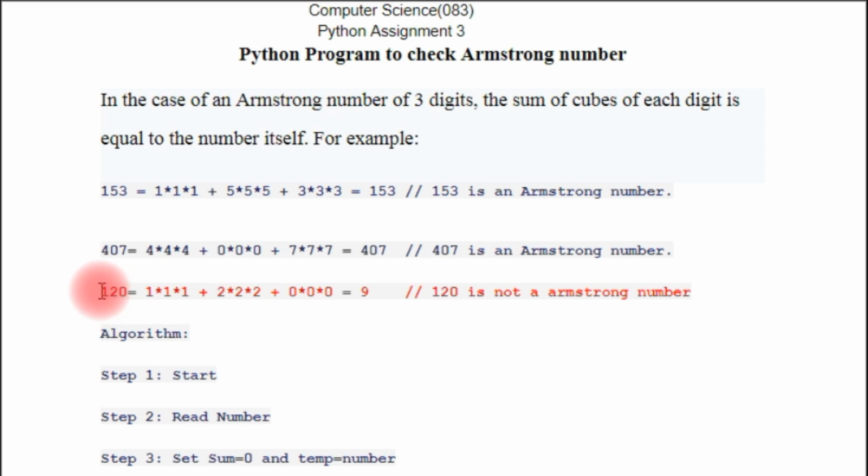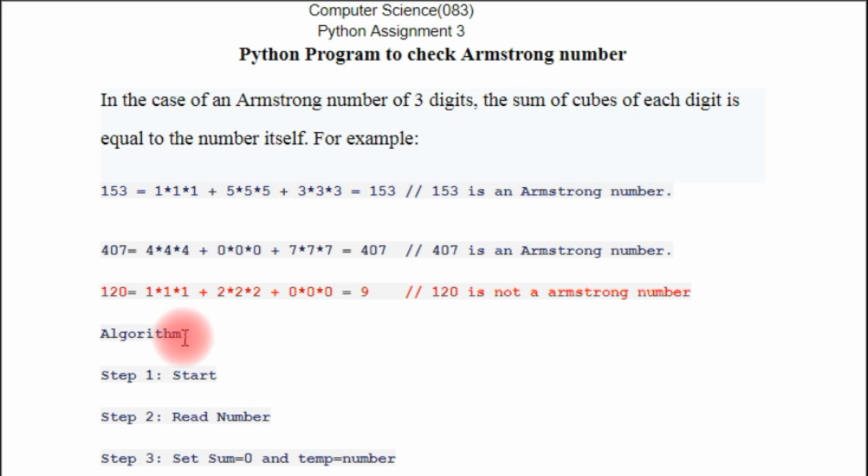Let us see another number, 120. Since it is also a 3-digit number, we will calculate the cube value of each digit as 1 cube plus 2 cube plus 0 cube. So the final value, which is the sum of cubes of individual digits, is 9. It is not equal to the actual number. Here we can say that 120 is not an Armstrong number.